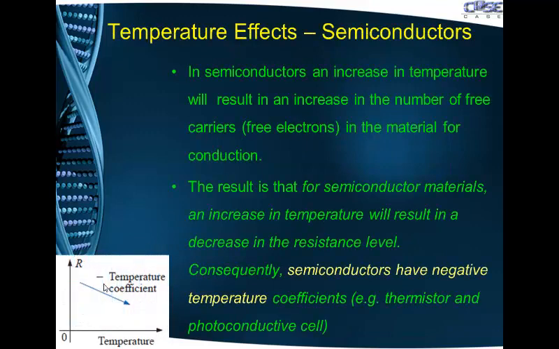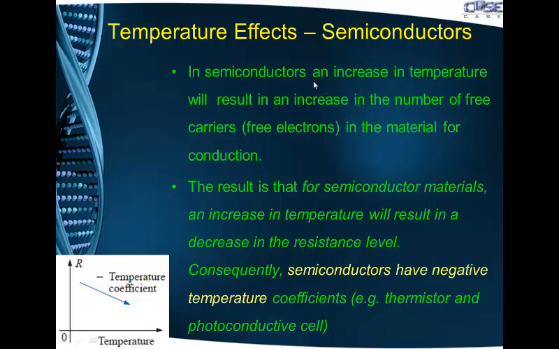If the materials have negative temperature coefficient, that means the resistance would decrease as the temperature increases. So materials which have the tendency of reduction in resistance with the increase in temperature are called negative temperature coefficient materials. Semiconductors are the materials which have negative temperature coefficients, like thermistors and photoconductive cells that we will see later on.